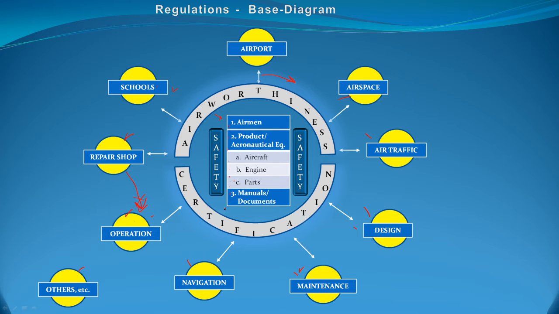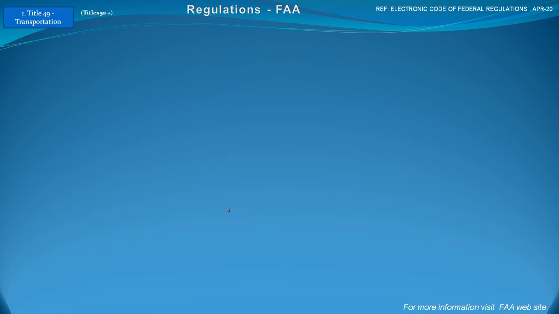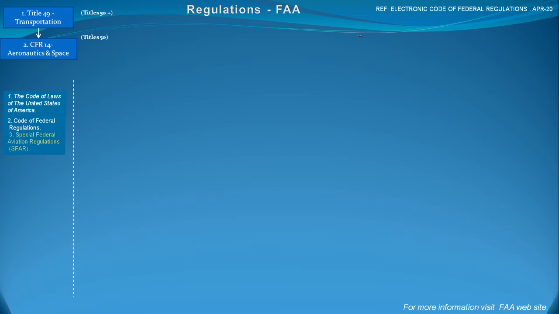Now let's move to the next slide and see the general high-level regulation structure based on Federal Aviation Administration rules, regulations, and requirements. I put a reference here. All the information on this slide is based on the Electronic Code of Federal Regulations, which is dated April 2020. For more information, please visit the FAA website.